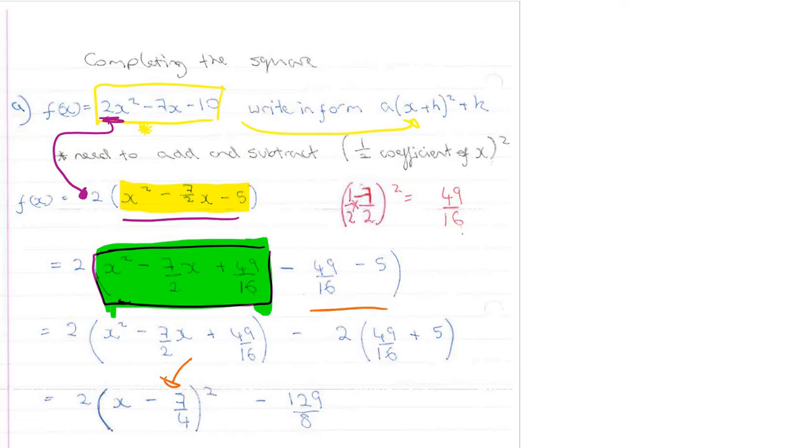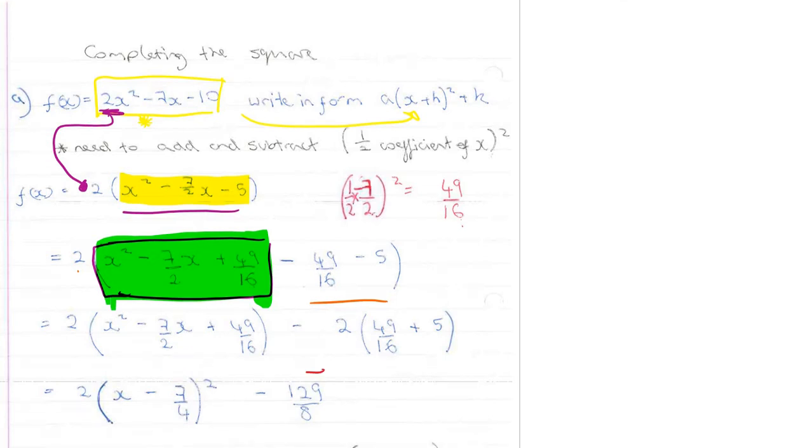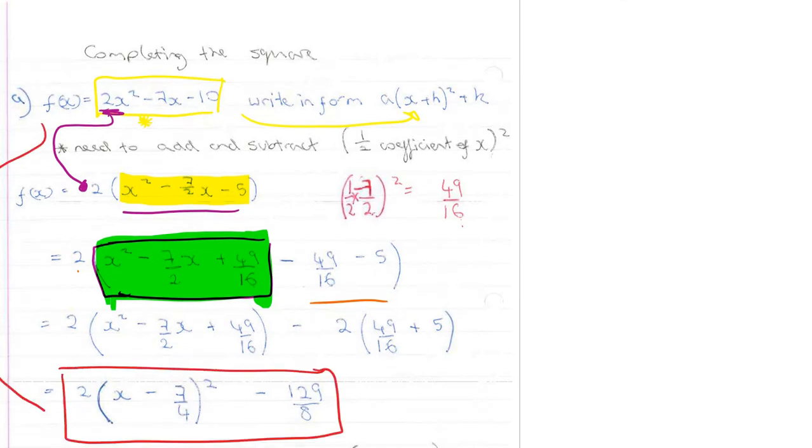We can't forget about this latter part here, which still has the 2 that's outside it, so we're going to subtract 2 times 49 over 16 plus 5, which is subtracting 129 over 8. So this is this function that we had at the beginning, just in completed square format. Now the reason we complete the square is because it allows us to get some useful information. For example, the local maximum or minimum of a curve.